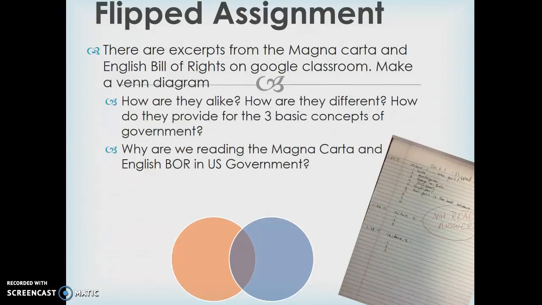So you're going to create a Venn diagram and put it on your flipped assignment page. And for each category in the Venn diagram, you're going to list three concepts of similarities, three concepts of differences. And then you're going to answer the question here, why are we reading the Magna Carta and the English Bill of Rights in U.S. government? In other words, how are they relevant to what we're doing in class?